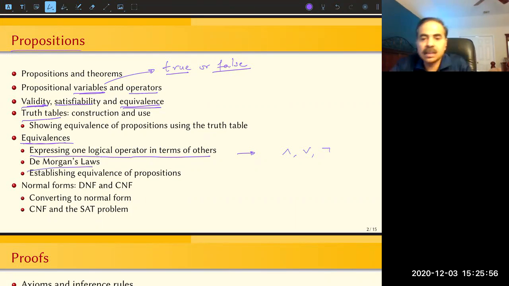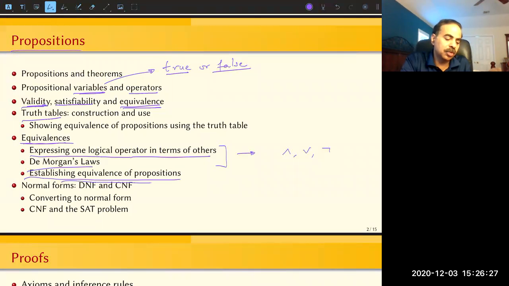De Morgan's laws are another way of thinking about equivalence. They say how to move negations inside other operators, so that using De Morgan's laws, you can prove that certain propositions are equivalent. And then we looked at how some of these equivalence properties could be used to show that two different propositions are equivalent. And we had some problems on this in your exam and so on.